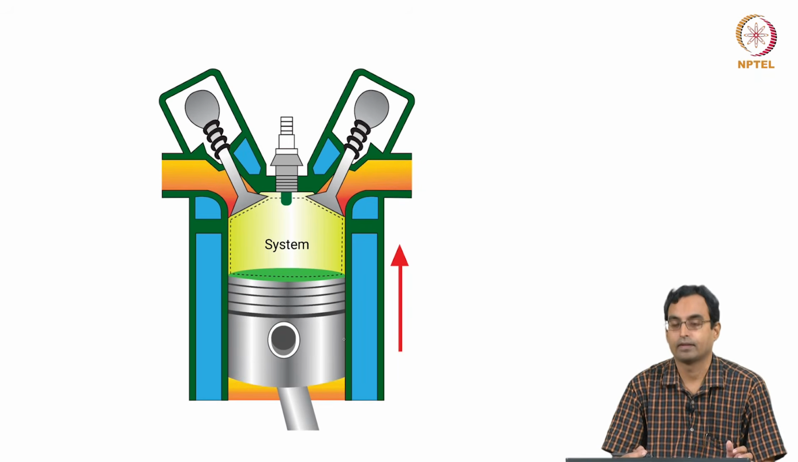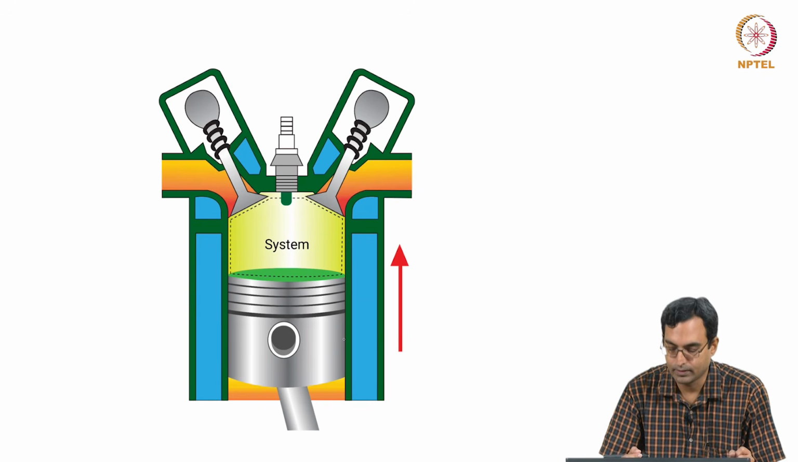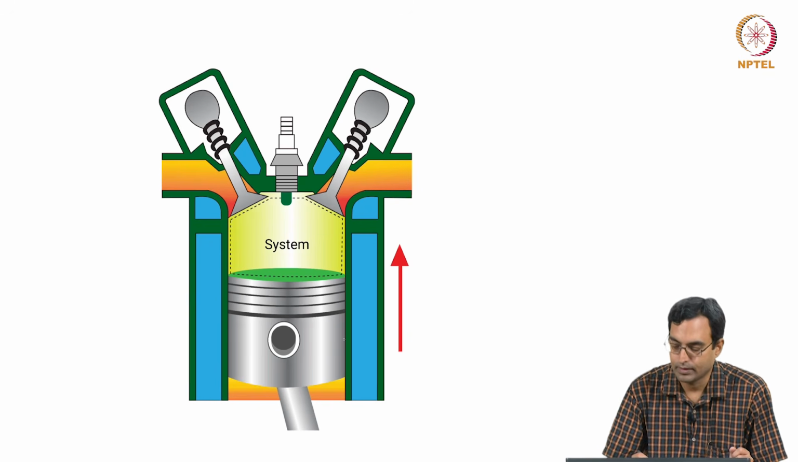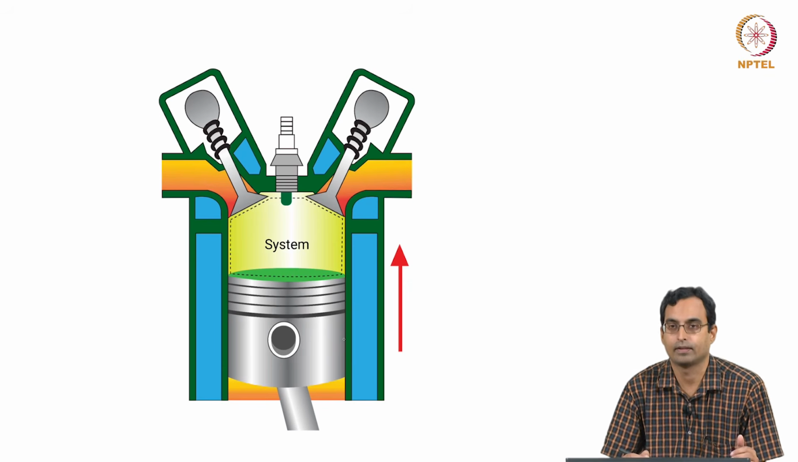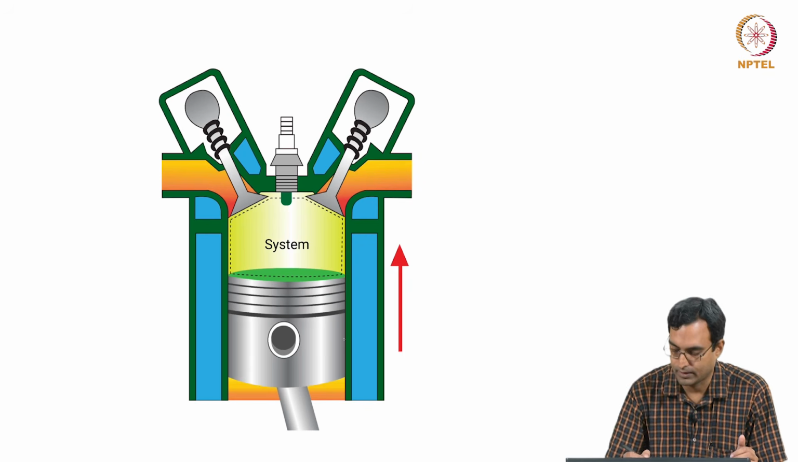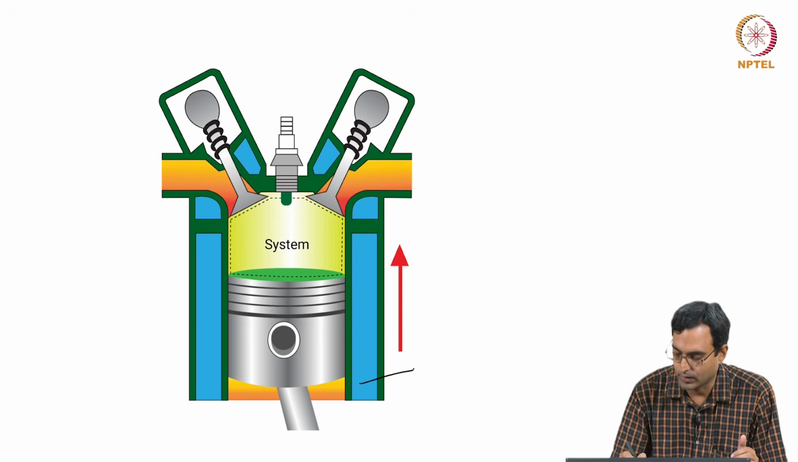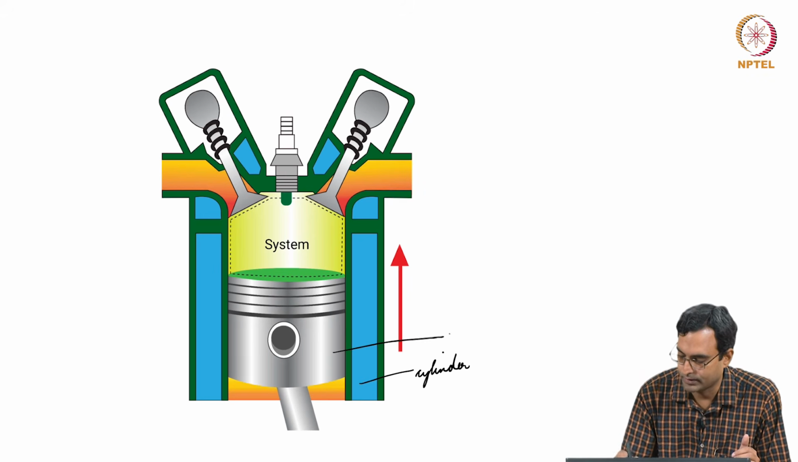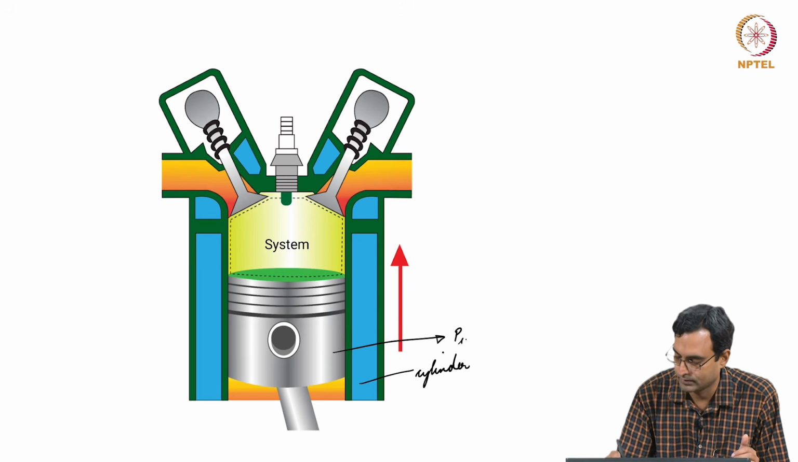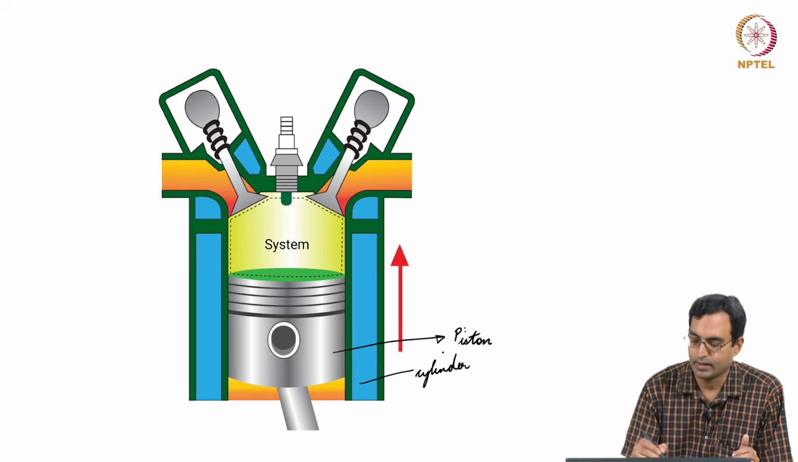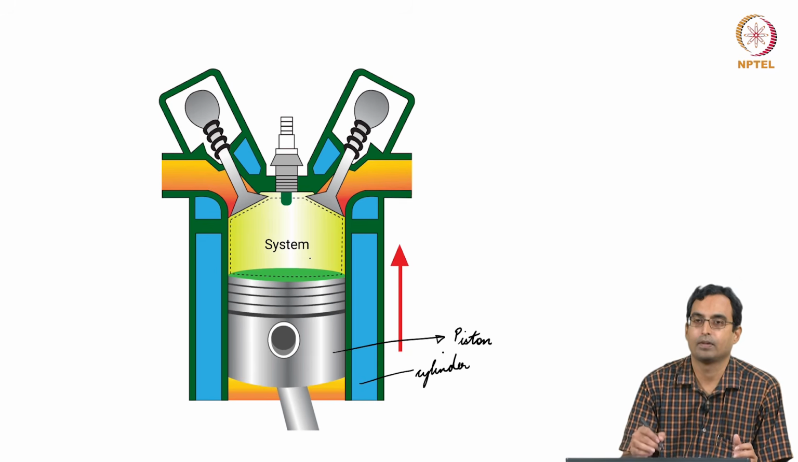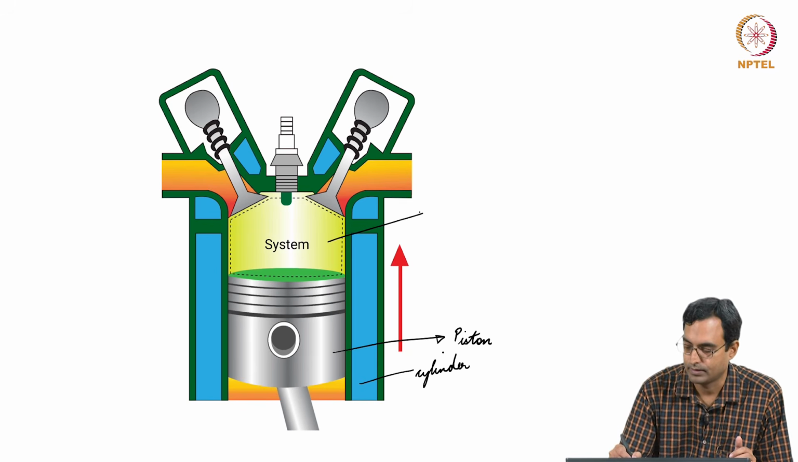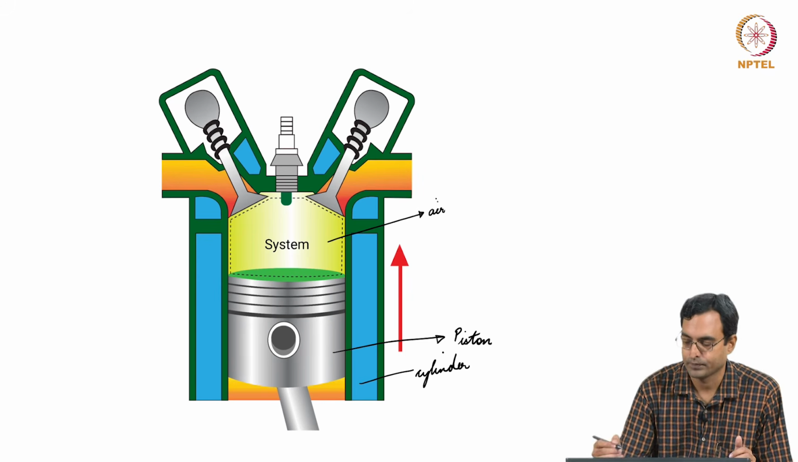An example of a system or a control mass is shown over here. This is actually representative of an engine which is seen, for example, in two-wheelers and four-wheelers, all our cars and trucks and so on. So, this is what we call a cylinder, and this is what we would call a piston. And we see that we have some amount of air trapped over here between the cylinder and the piston, which is essentially our system.